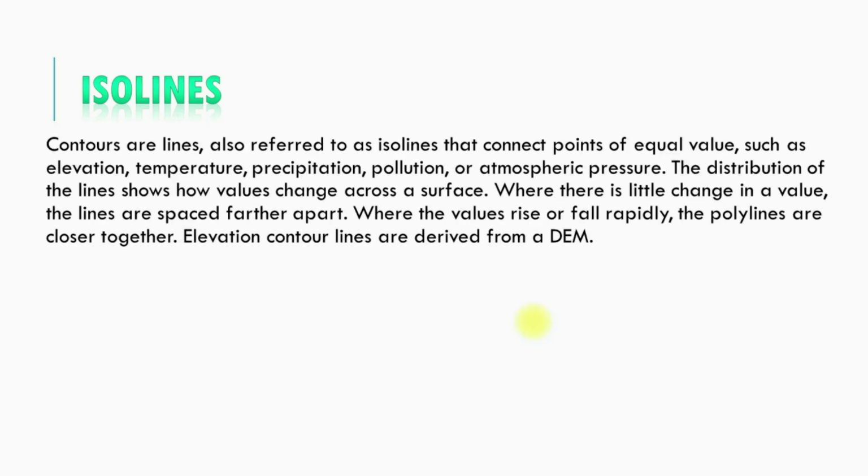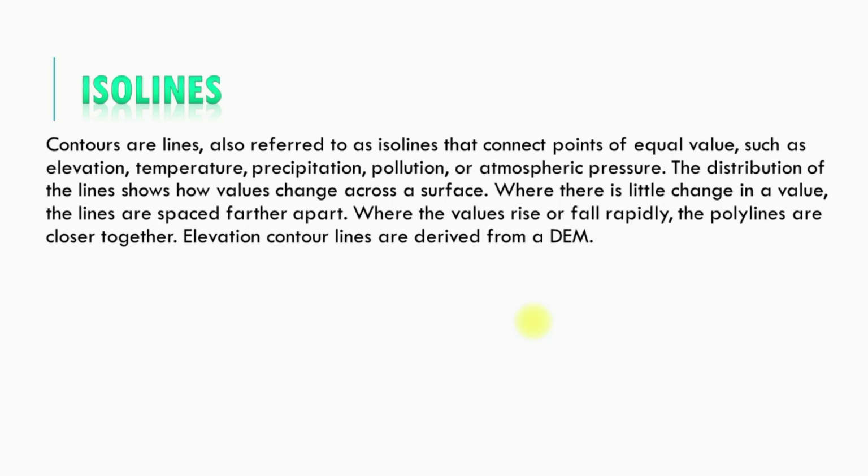So the last one is isolines. Contours are lines, also referred to as isolines, that connect points of equal value such as elevation, temperature, precipitation, pollution, or atmospheric pressure. The distribution of the lines shows how values change across the surface. Where there is little change in the value, the lines are spaced farther apart. Where the values rise or fall rapidly, the polylines are closer together.